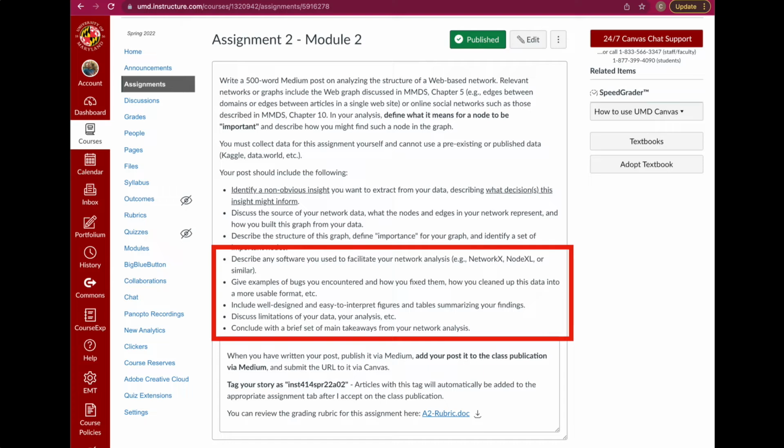And then, as with all of your module assignments, what kind of software did you use to do this? NetworkX and NodeXL are good ones. Gephi is a good example that you can use. Then, what kind of bugs did you encounter? How did you clean your data to put it into the format you need?